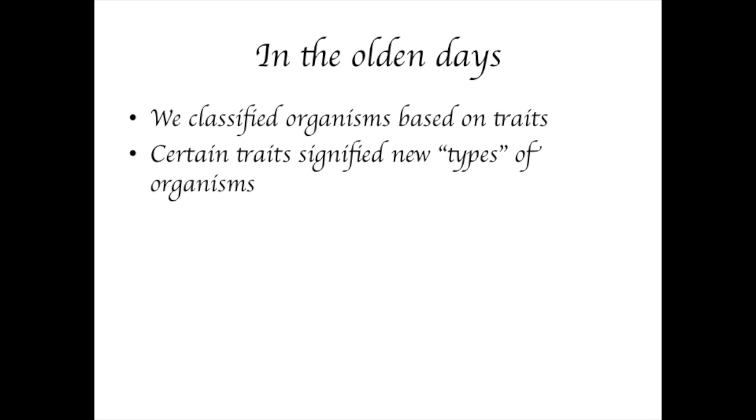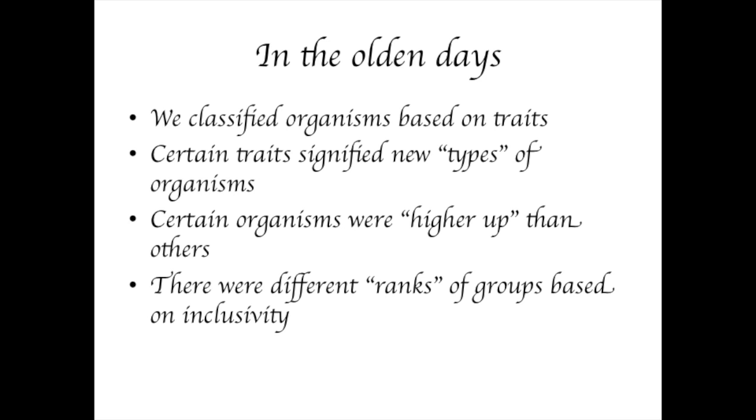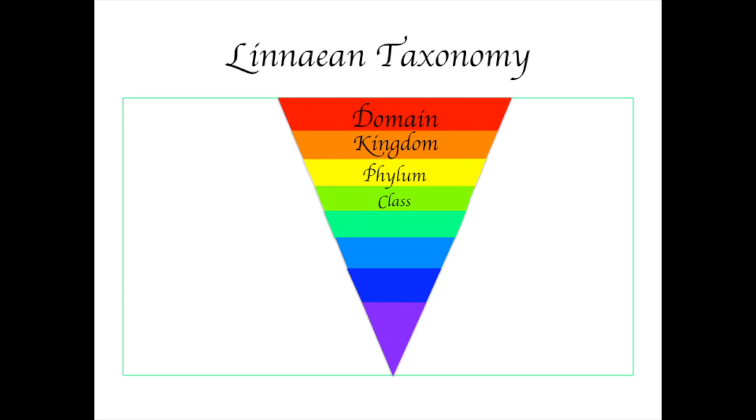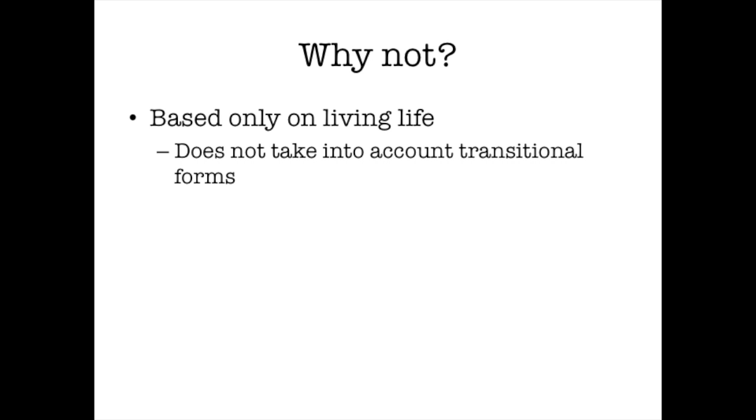Certain traits signified new types of organisms. Certain organisms were more high up than others, and there were different ranks of organisms based on inclusivity. And this was dubbed Linnaean taxonomy, which is that system that you learned in school. Domain, kingdom, phylum, class, order, family, genus, species. Yeah, no. Why not? Well, it's only based on living life, so it doesn't actually take into account transitional forms.